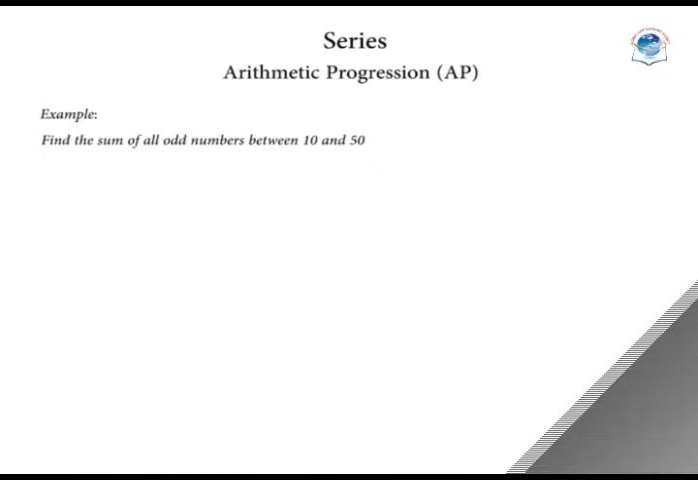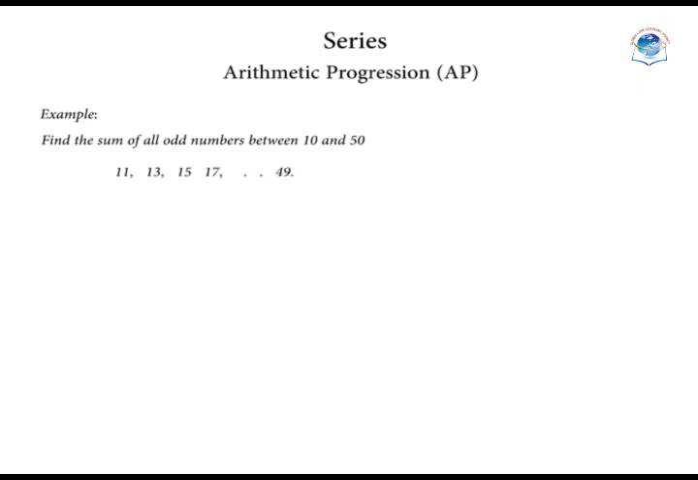Last example, find the sum of all odd numbers between 10 and 50. The first thing to know is what odd numbers are. From 10 to 50, the first odd number is 11 and the last one is 49. Also, consecutive odd numbers differ by 2. And so we can form a sequence 11, 13, 15, 17, all the way to 49. A, the first term, is 11. D is 2. The nth term is 49.